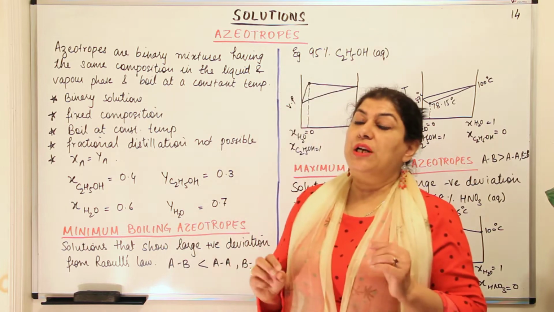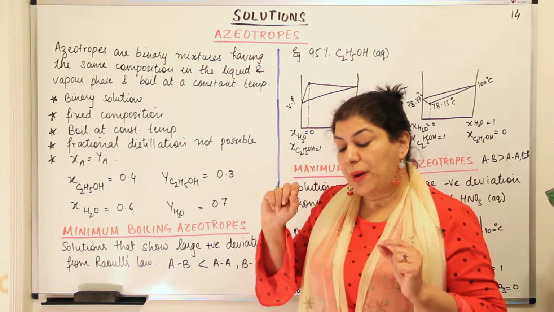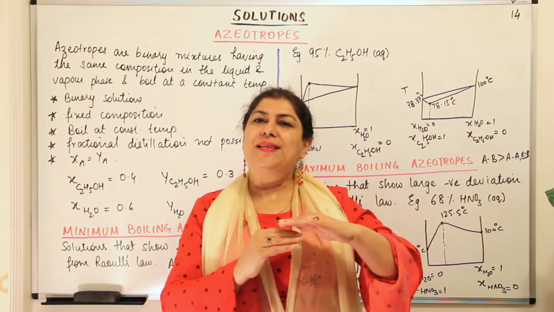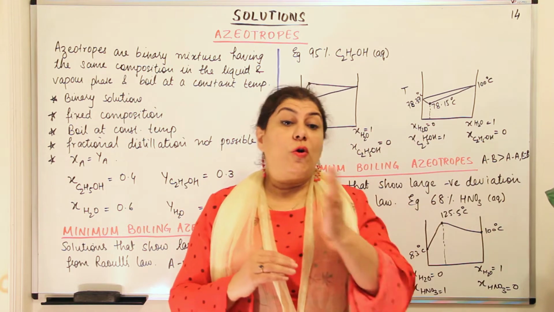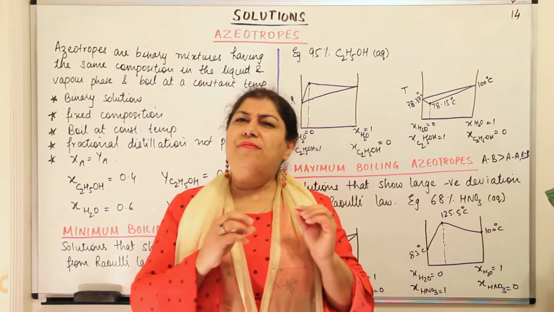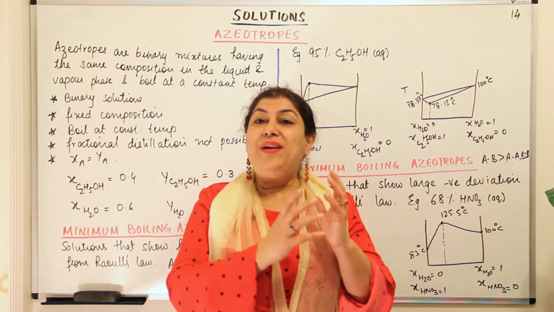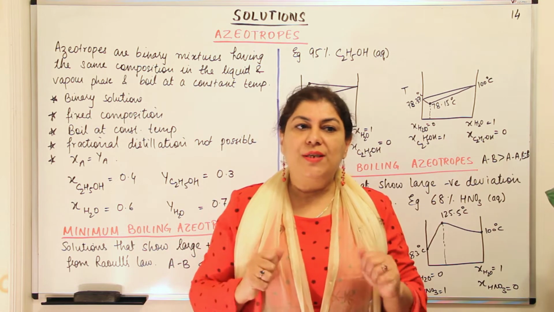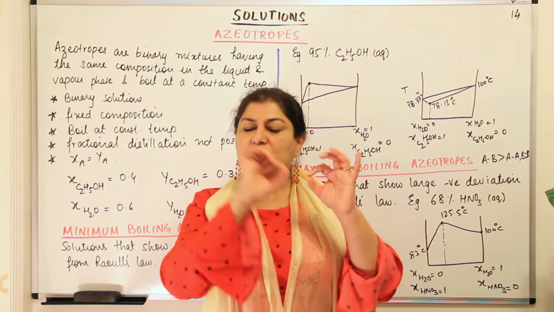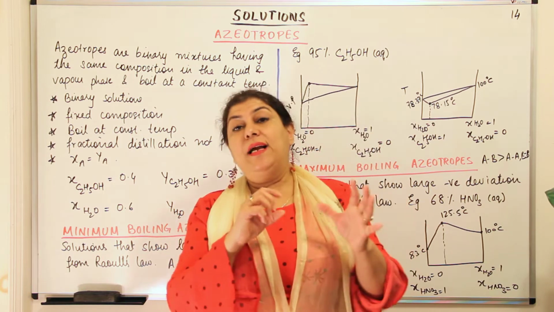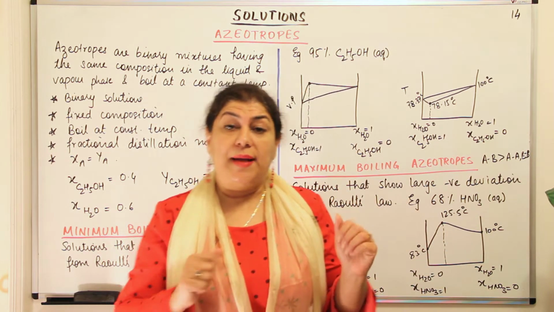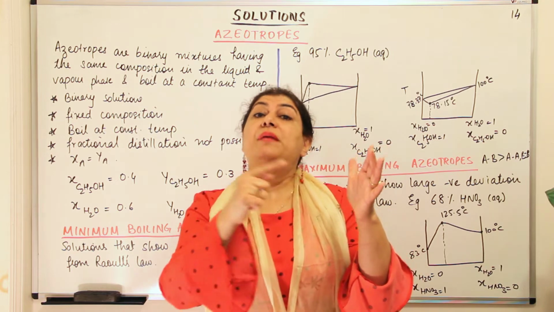So in this video, I'm going to tell you about azeotropes. When I talked about positive and negative deviation, where you have a large positive deviation or a large negative deviation from Raoult's law, such solutions come in a very strange situation. When they show the positive or the negative deviation, there comes a point where the positive deviation is maximum. And there similarly comes a point of minimum for a negative deviation.